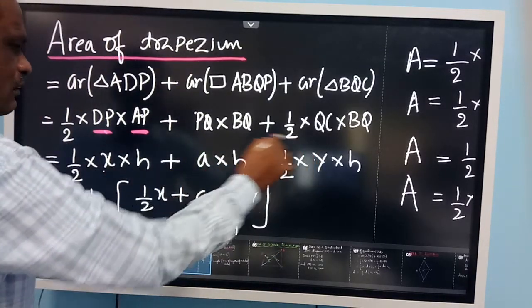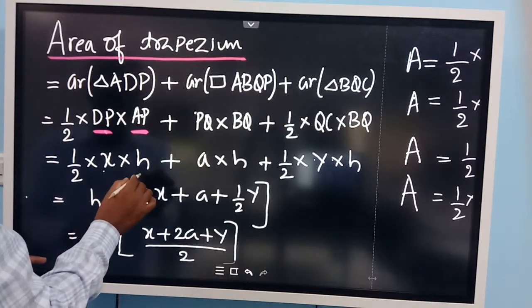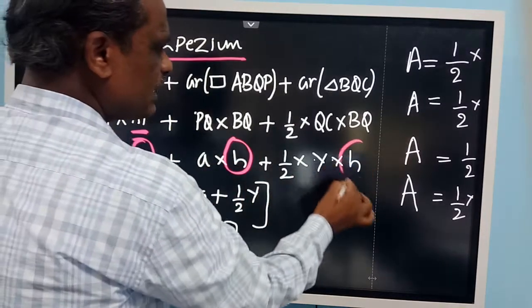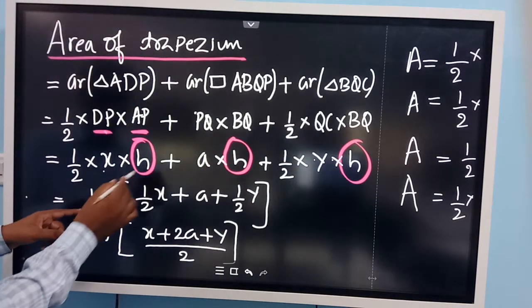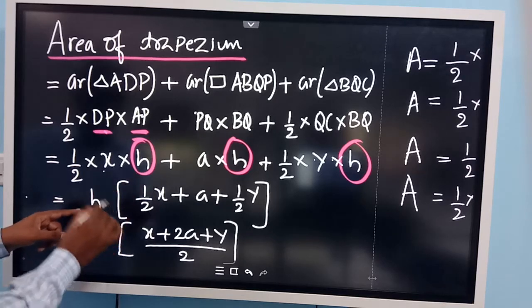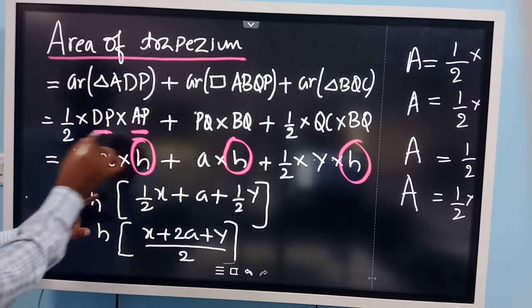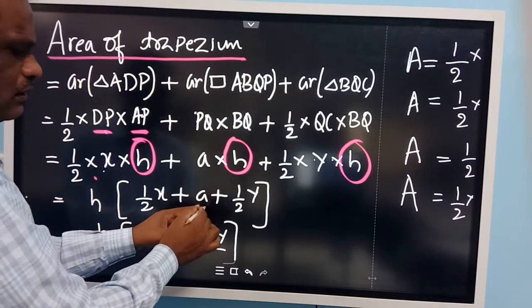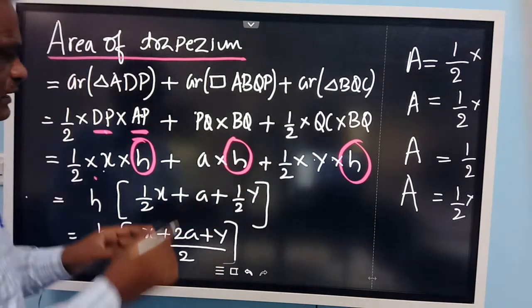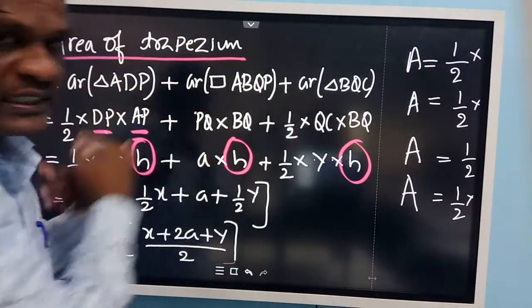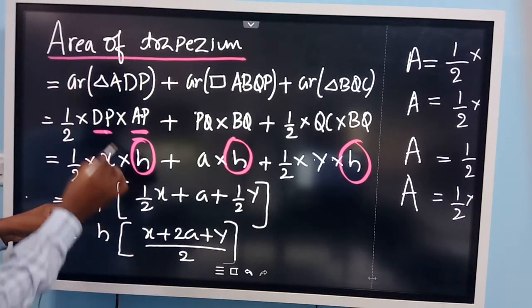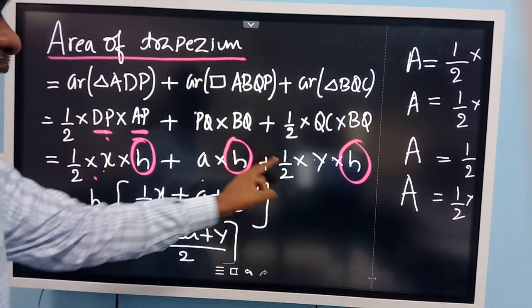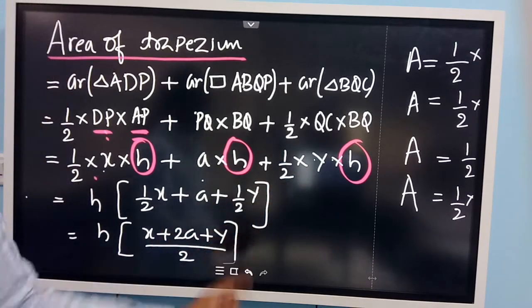Now in these three terms we have one variable common. What is that variable? H is here, here, and here also. If I take H common outside, what remains? In the first term I get half X, in the second term I get A, and in the third term I get half Y. That I have written inside the bracket.